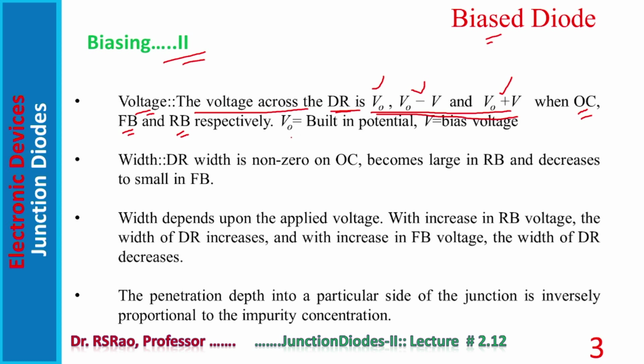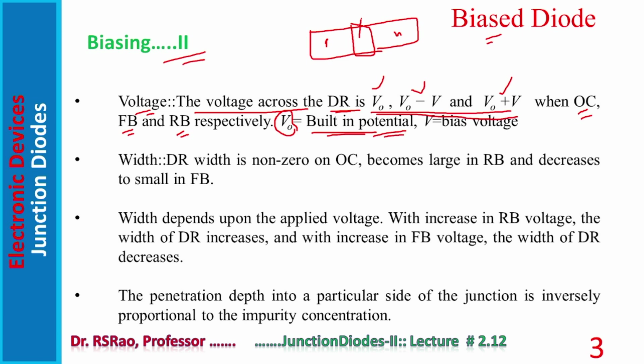In these expressions, V0 is a constant pertaining to the diode. It is called built-in potential. When a diode is formed by adding p-type impurities on one side and n-type impurities on the other side, a junction region in between these two regions comes into being. Across this junction region, there comes into being a certain amount of potential. That potential is called built-in potential.